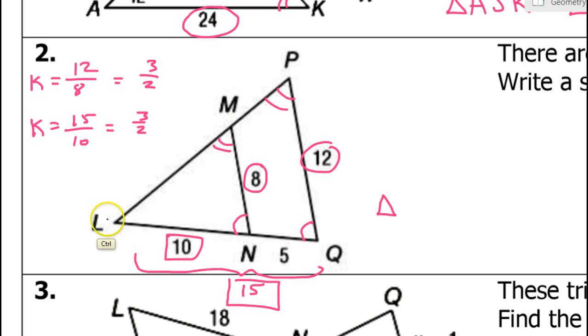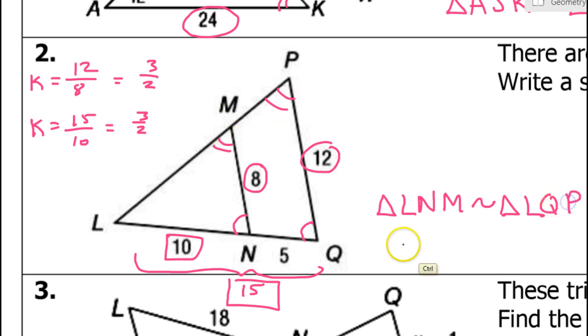So small triangle LNM, I'll say it that way, LNM is similar to, all right, there's the L again, it's the same, but N corresponds to Q, and M corresponds to P. So there's your similarity statement.